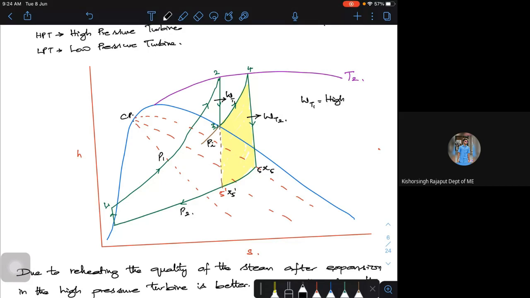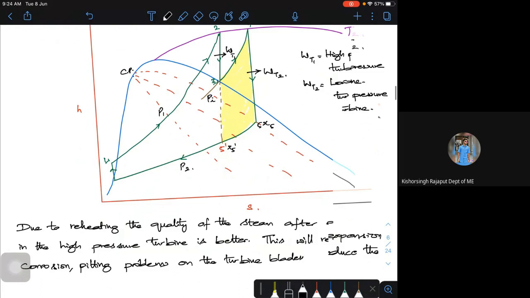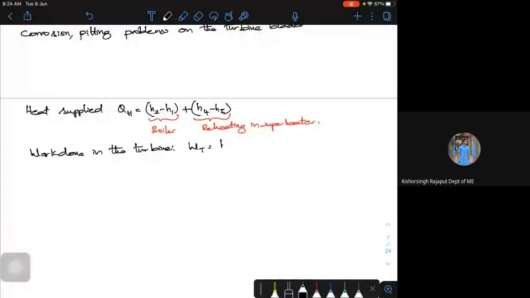And WT2 is the work done in the low pressure turbine. So what is the total work done? You have to add it. So this will be H2 minus H3 plus H4 minus H5. So the total turbine work is H2 minus H3 plus H4 minus H5. I am going to add everything.